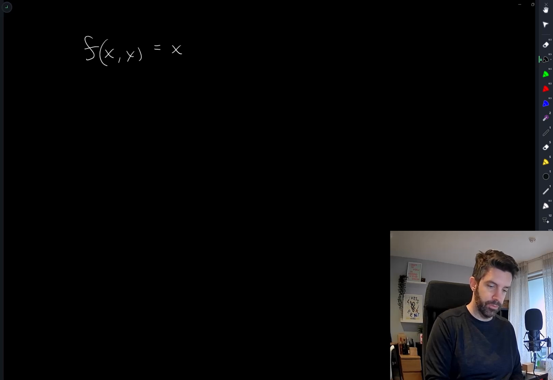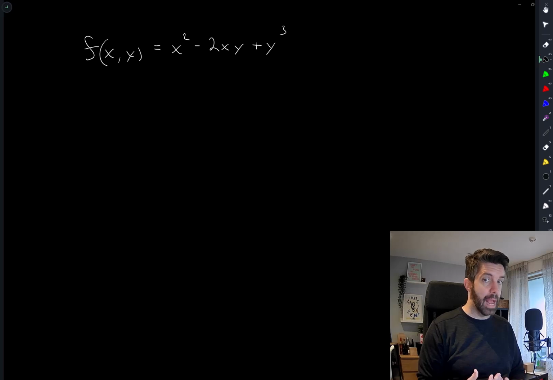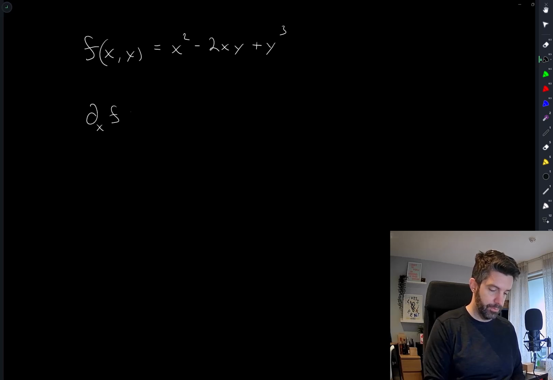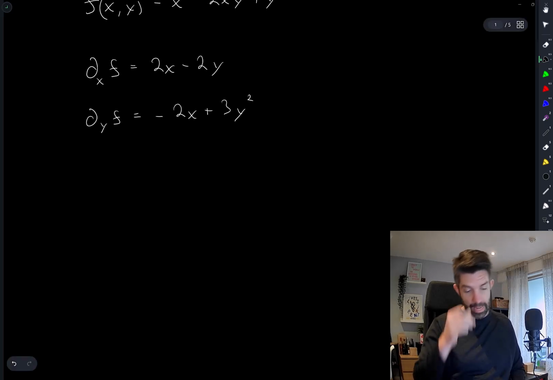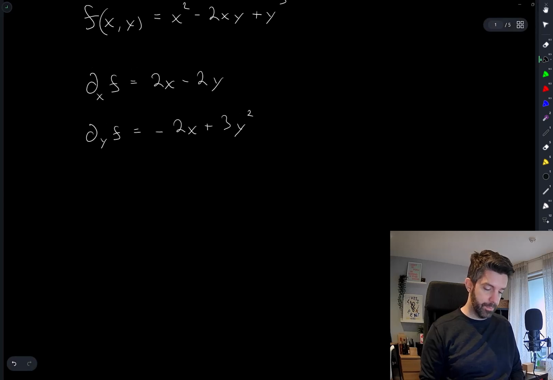This is equal to x squared minus 2xy plus y cubed. So since everything seems to be asking about minima and maxima, I think what I'll do is I'll just take derivatives of f. So the partial of f in the x variable is 2x minus 2y. And the partial derivative in the y variable is equal to negative 2x plus 3y squared. Now, in order to have a minimum or maximum, we need both of these derivatives to be equal to 0.